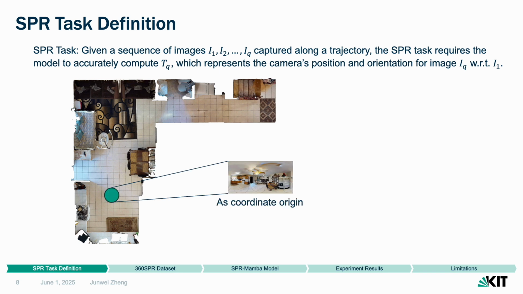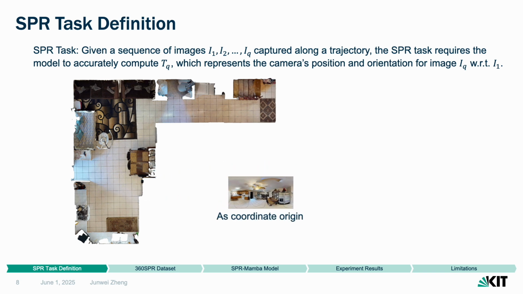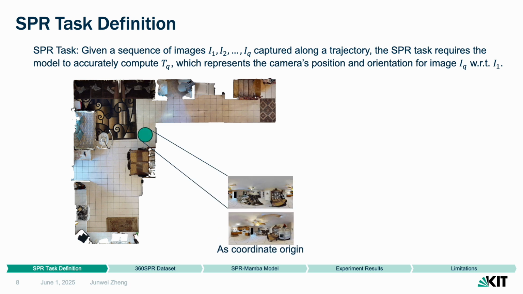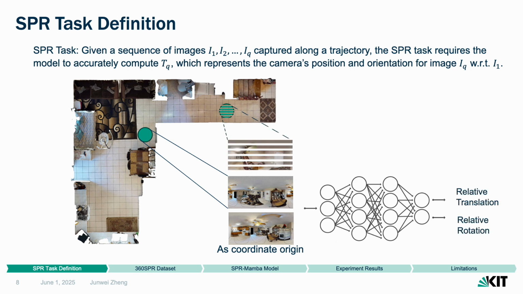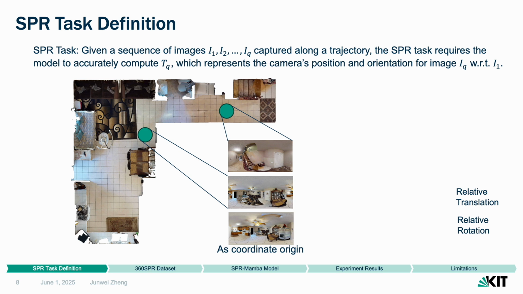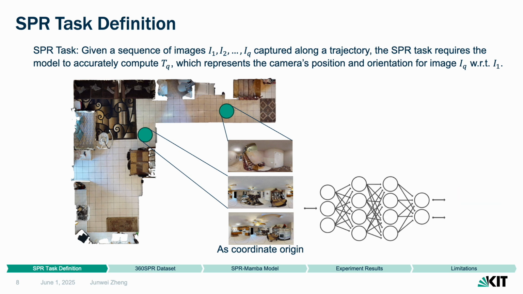We randomly take one image of the unknown scene as the origin image. When predicting the pose of frame 2, we feed the origin frame and frame 2 together into the model, resulting in the relative translation and rotation. When predicting the pose of frame 3, we feed the origin frame, frame 2 and frame 3 together into the model so that the model can estimate the pose of frame 3 relative to the origin frame.